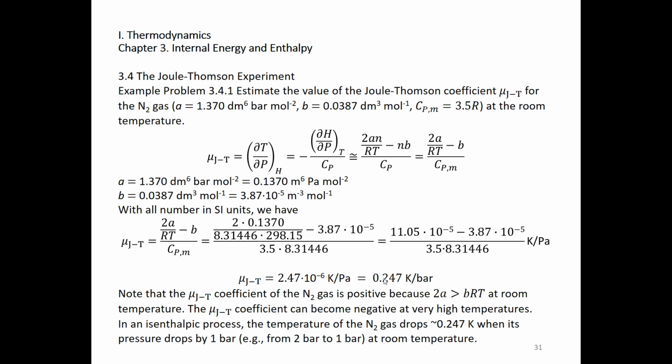If you can drop the temperature by 25 Kelvin, it's almost like from room temperature to 0 degrees Celsius. I mean, you can feel it, right? And what if you can drop the pressure of nitrogen from 500 bars to 1 bar, and you will see more significant temperature decrease. Alright, again, we get this number in SI unit, this number in non-SI unit. Both values are positive. Well, that means when pressure goes up, temperature goes up. When pressure goes down, temperature goes down. And this is positive because this attraction term is greater than the repulsion term.